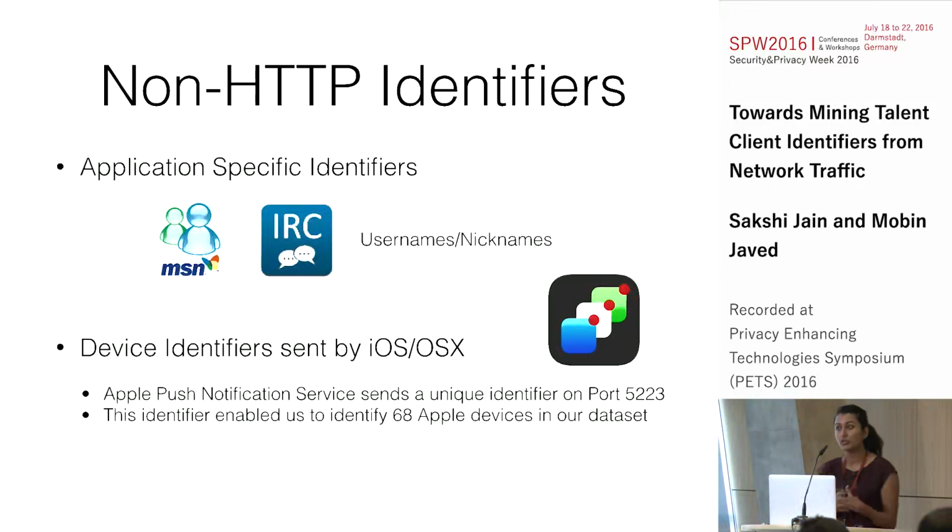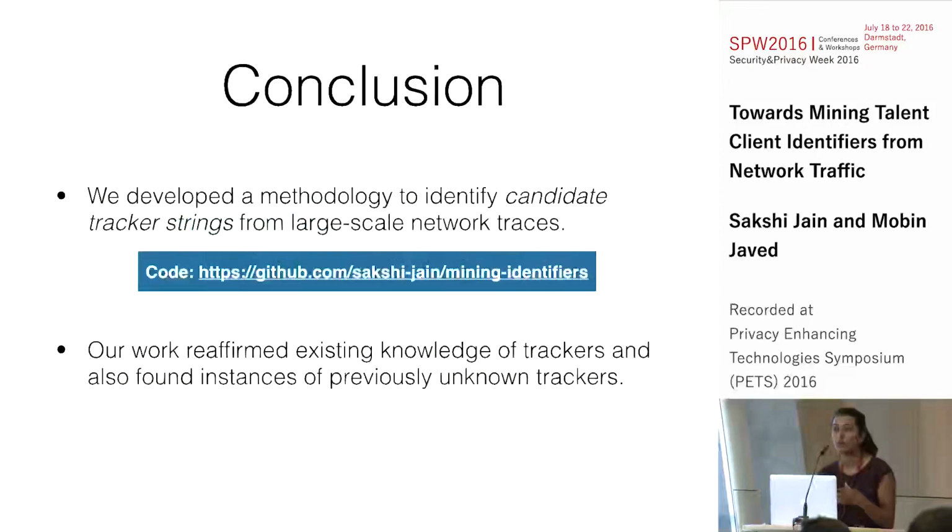Okay, to conclude, we presented a methodology here to mine large-scale network traffic to find potentially new and interesting identifiers. This is really the core contribution of our work: the methodology. How do you design a methodology that will scale up to terabytes of data while managing the false positive rates that you need to analyze? Our code is publicly available. You can check out our GitHub repo for that. Using the methodology that we developed, we reaffirmed some of the existing findings of the literature on trackers, and we also found new instances of trackers that were previously unknown to the community. So with that, we'll take questions.